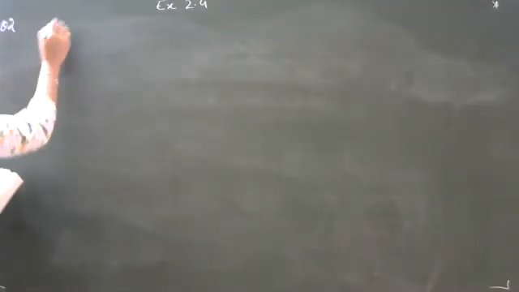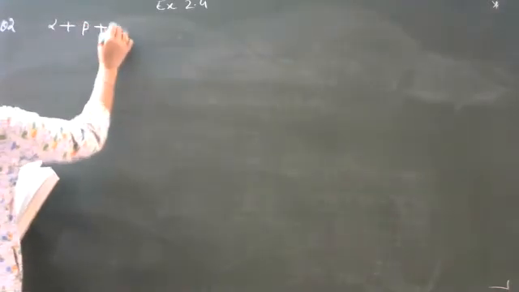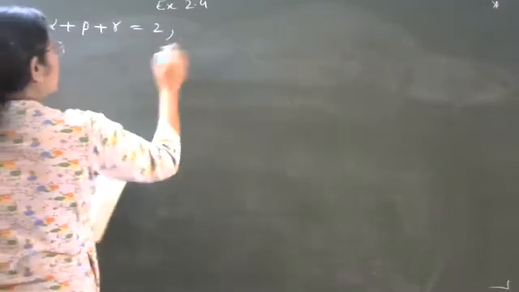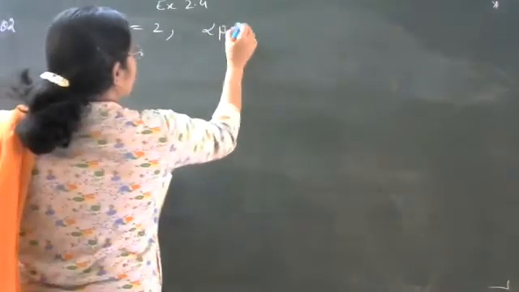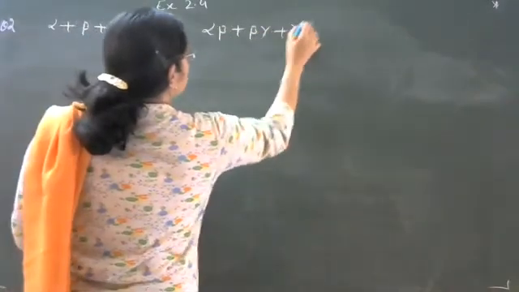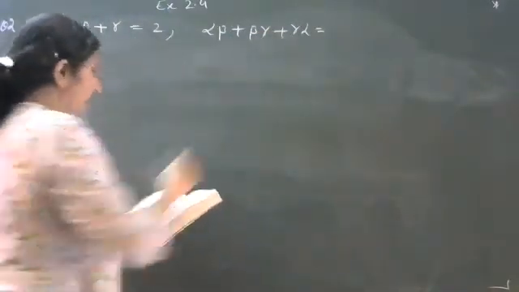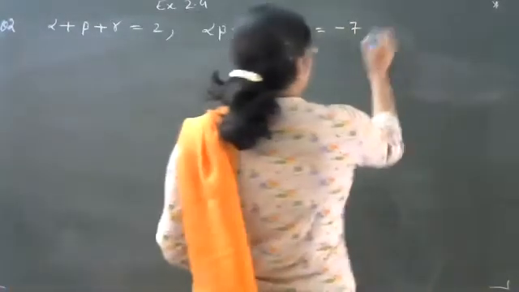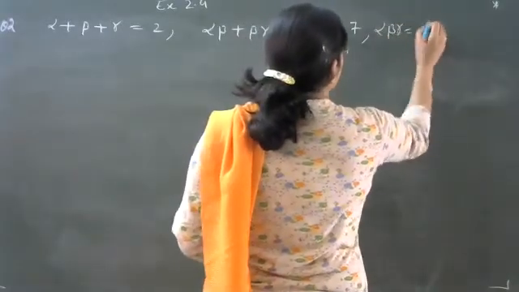S, that is alpha plus beta plus gamma is equal to 2. Then t की वैल्यू आपको गिवन है, alpha beta plus beta gamma plus gamma alpha is equal to minus 7 and product of zeros alpha beta gamma is minus 1. ठीक है.